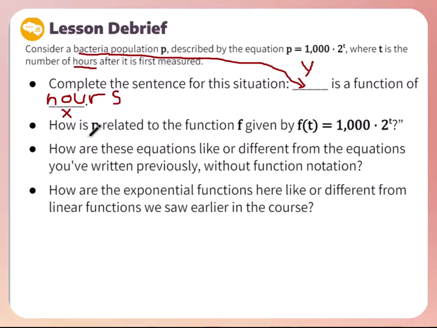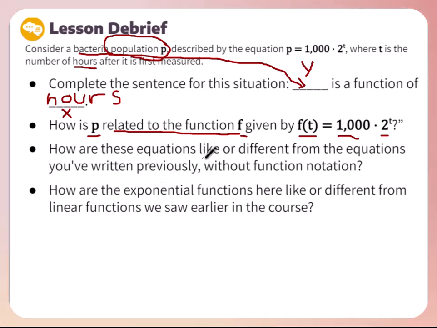How is P related to the function f given by f of t equals 1000 times 2 to the t? All right, P is our population, so we got to go up here to find out what P is. All right, what do you think? Write it down. The population is related to the function f because the number of hours the population is doubling.